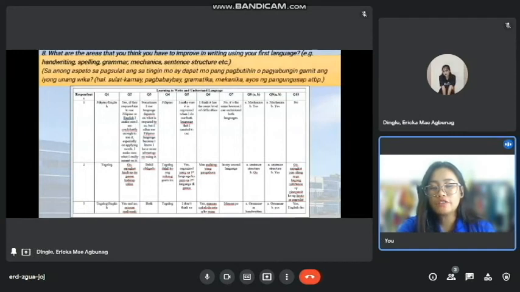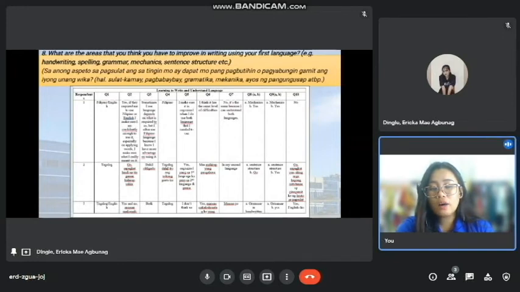Now, for question number 8, what are the areas that you think you have to improve in writing your first language? The majority of the responses circulate around spelling, grammar, mechanics, and sentence structure. Nine answered that they need to improve in the sentence structure of their first language, while 6 said that they need to develop more on grammar, and the other 5 need improvement in writing the correct spelling of terminologies.